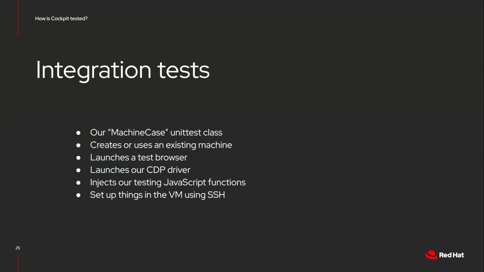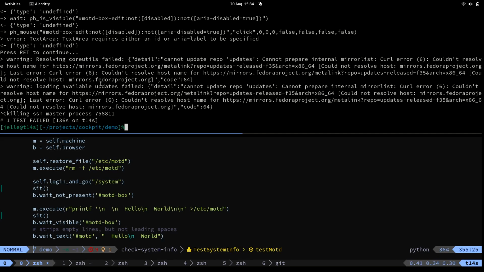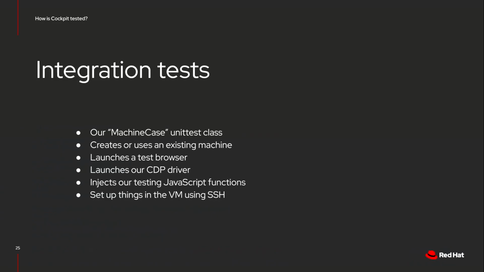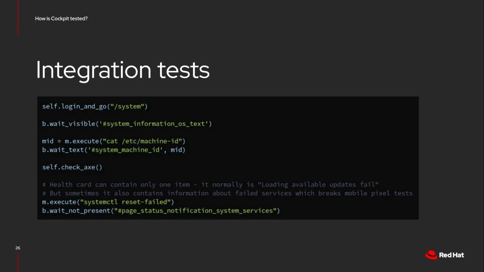What you just saw was basically this process. We spawn the test machine, we launch the browser, and our test script talks to the Chrome DevTools Protocol driver to tell it where to go and what JavaScript to execute. And we use SSH to, for example, run the printf command, which is executed on the host itself over SSH. So this is basically this example.